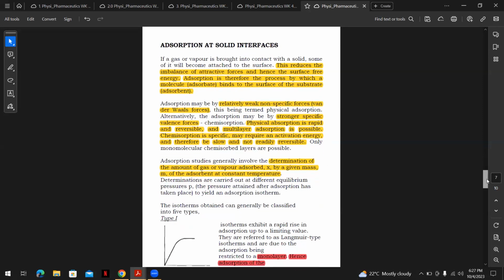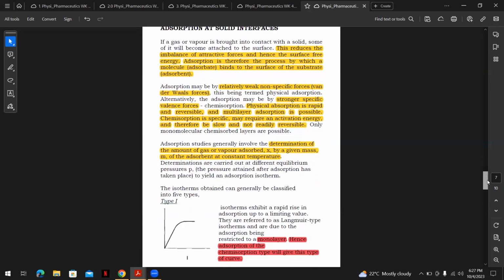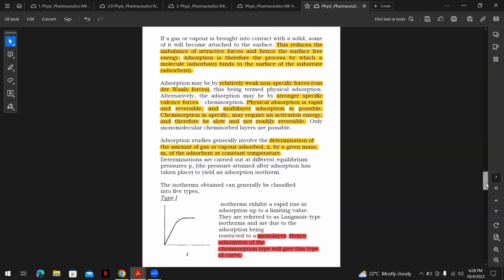Now adsorption at solid interfaces, which we described using isotherms. We said adsorption occurs by weak van der Waals forces. We have physical adsorption, which is rapid and reversible since the forces are weak. But chemisorption involves valence forces, which are stronger, so they require an activation energy and are therefore not readily reversible.